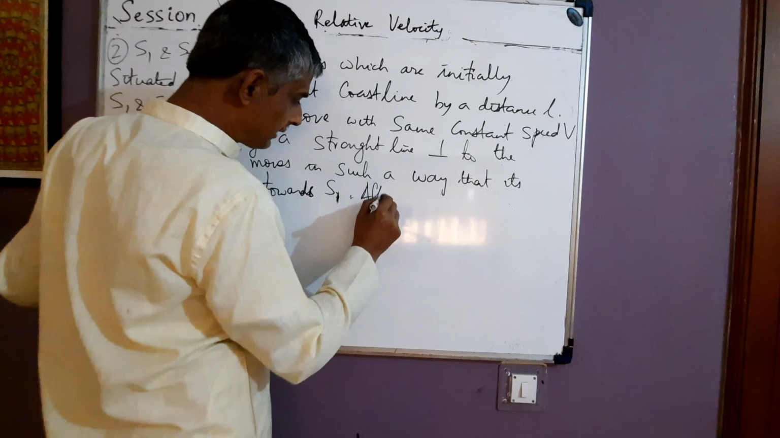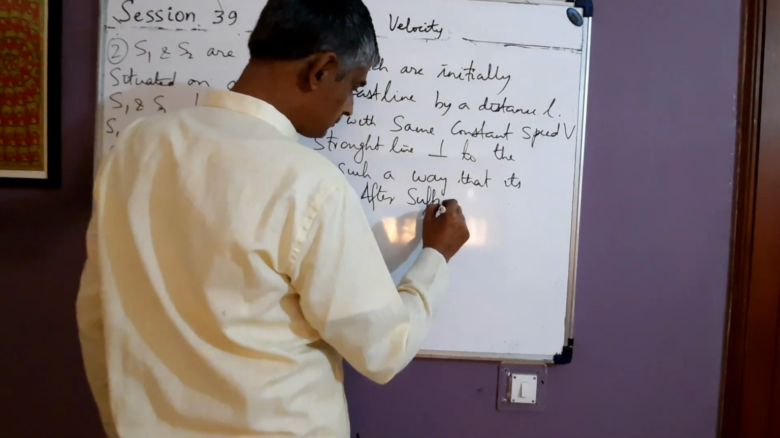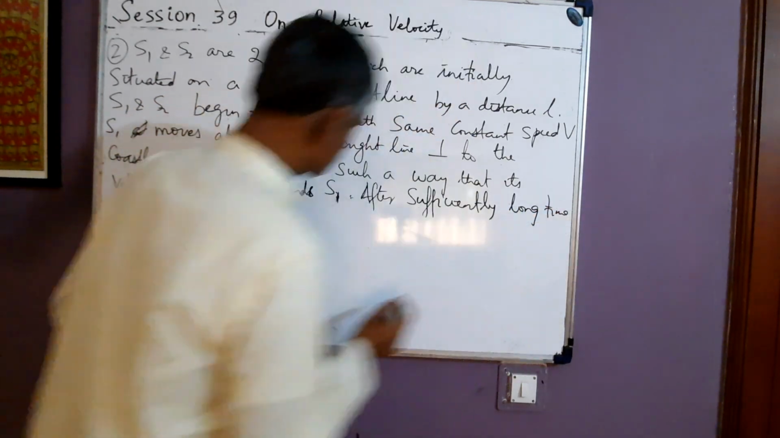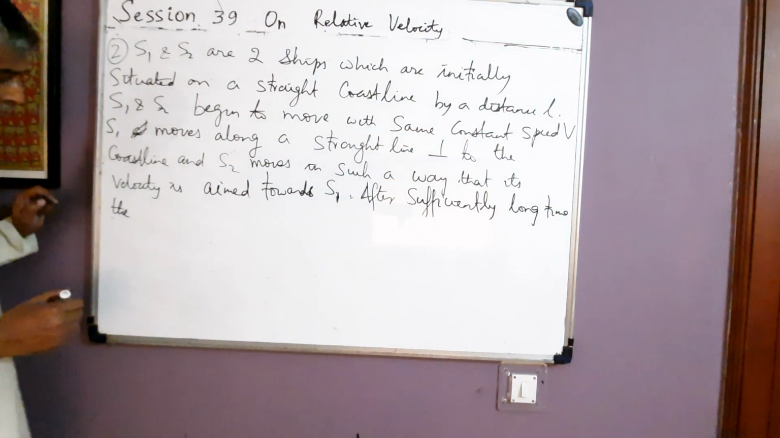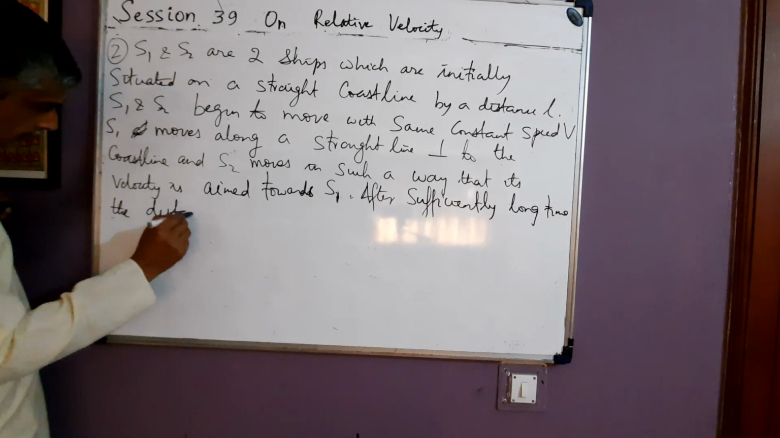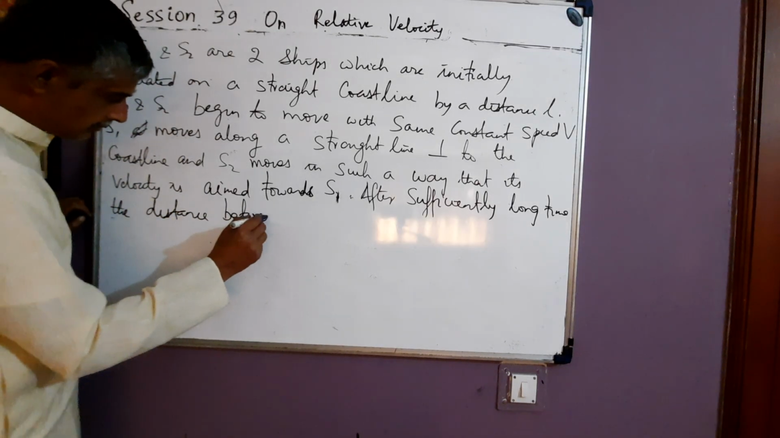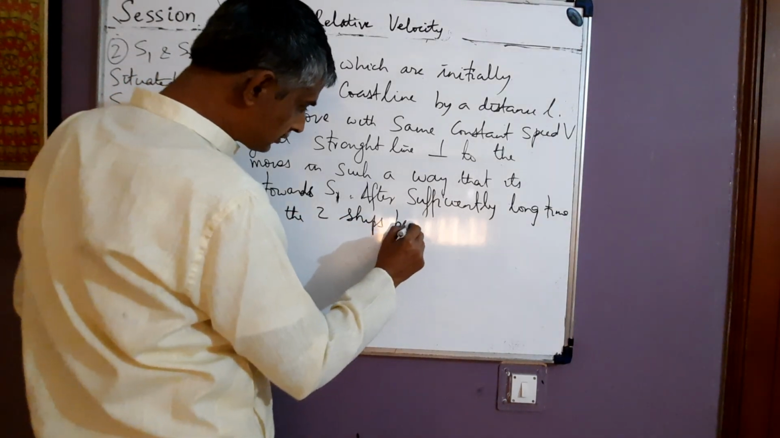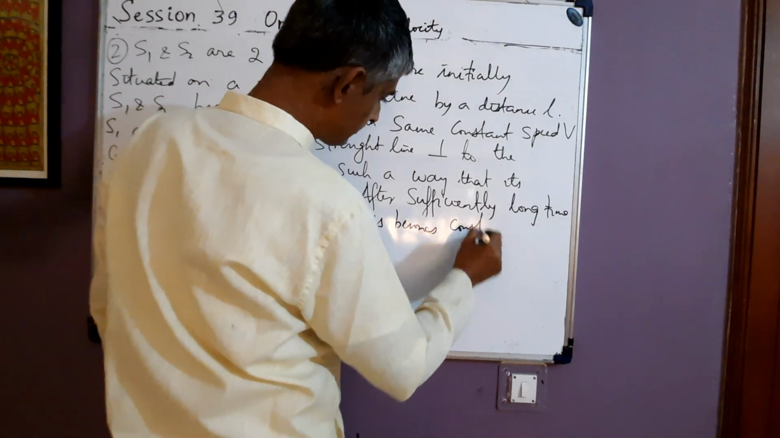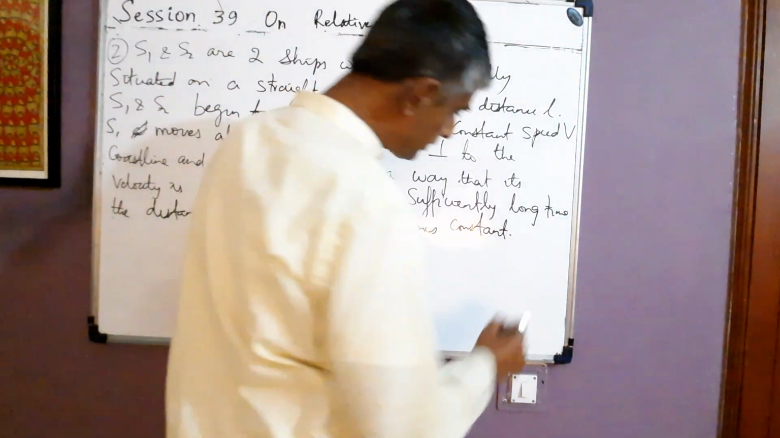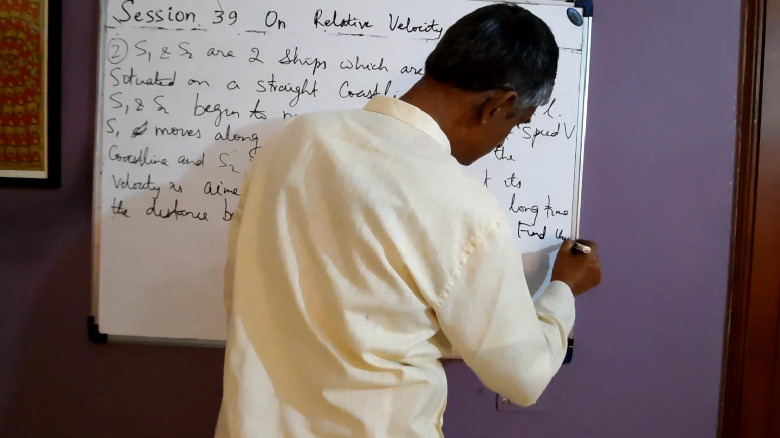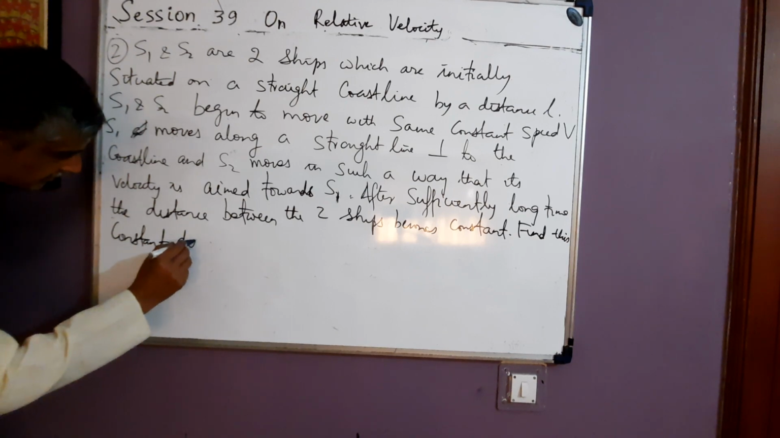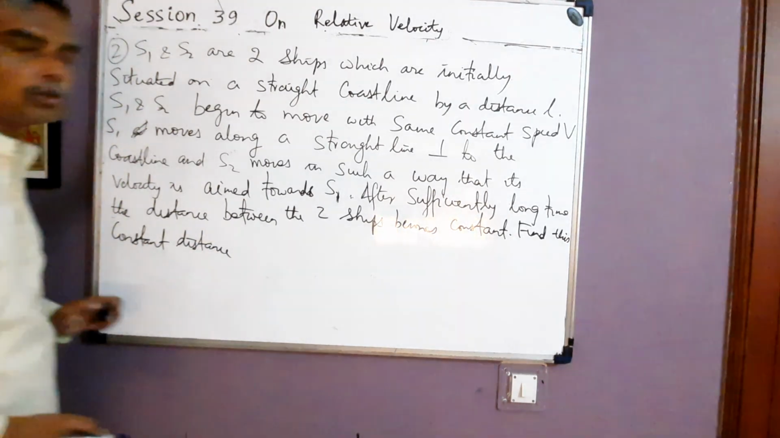After sufficiently long time, the distance between the two ships becomes constant. Find this constant distance in terms of L.